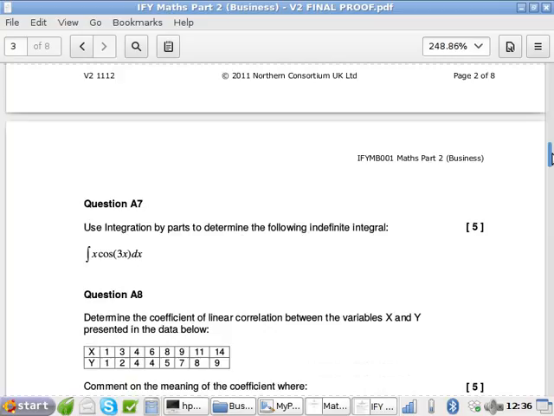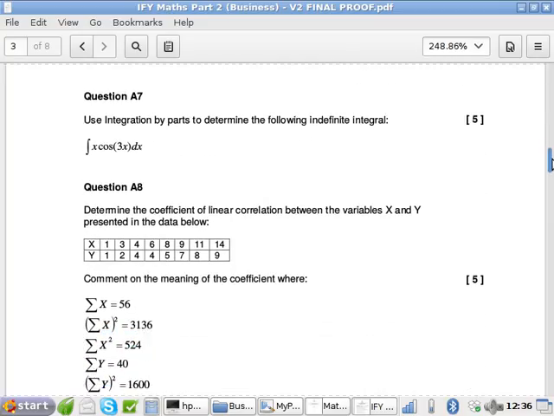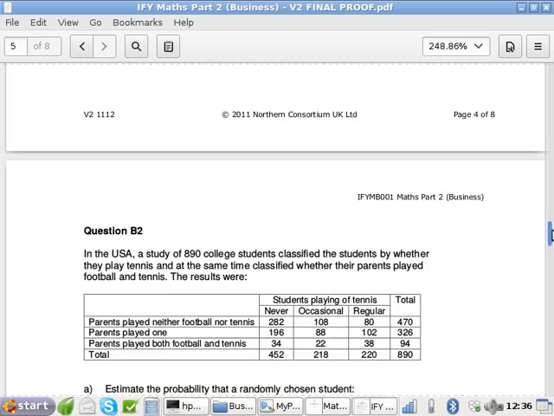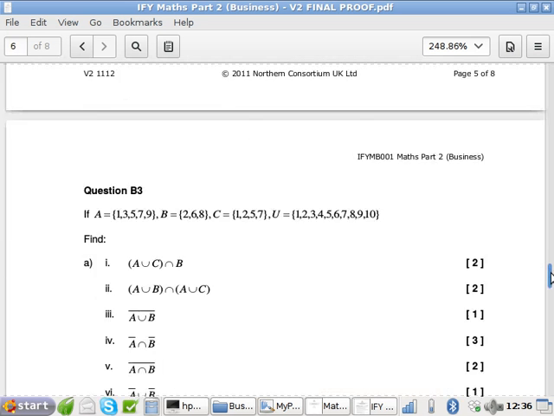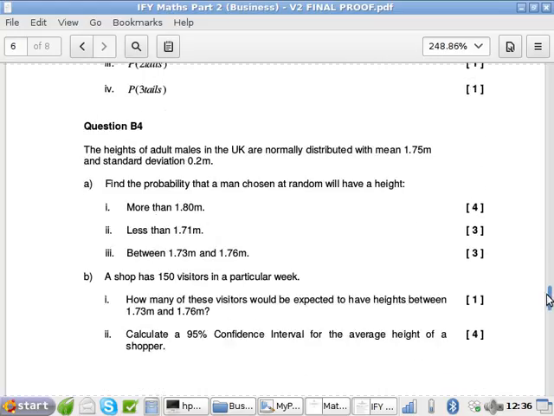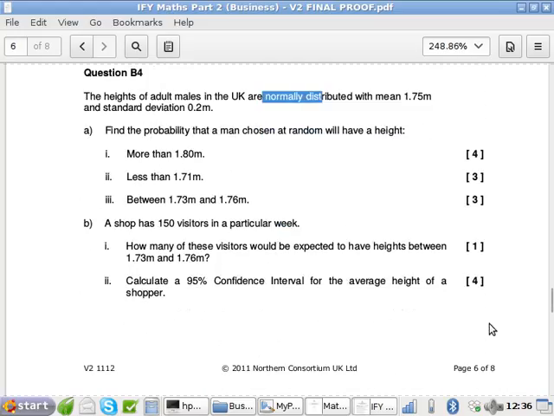No, because engineers don't do binomial. There's integration by parts, and then I want to do a normal distribution. Oh, hello. This looks like it could be fun. Yes, B4. It's also confidence interval and normal distribution. Perfect. Actually, yeah, let's start with B4.